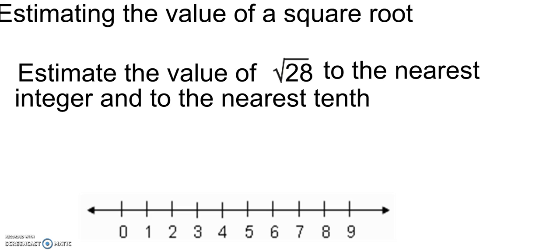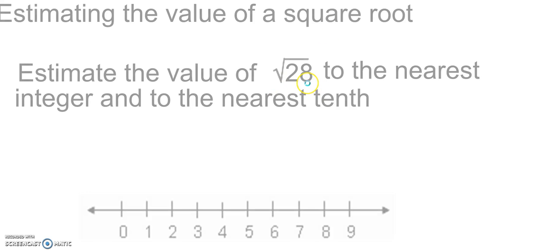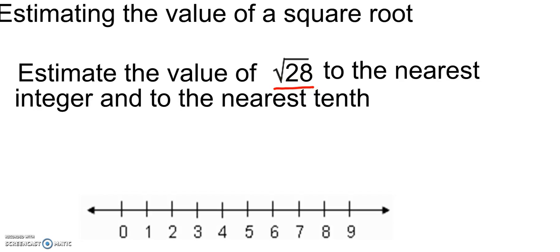Now, what happens if I don't have a perfect square? For example, the square root of 28 is not a perfect square. Therefore, it's not going to be a whole number. I must then estimate what it would be and where it would fit on a number line. So if you look at the number line below, I have 0, 1, 2, 3, 4, 5, 6, 7, 8, 9, just a regular number line, and I'm going to estimate where it's going to fit.